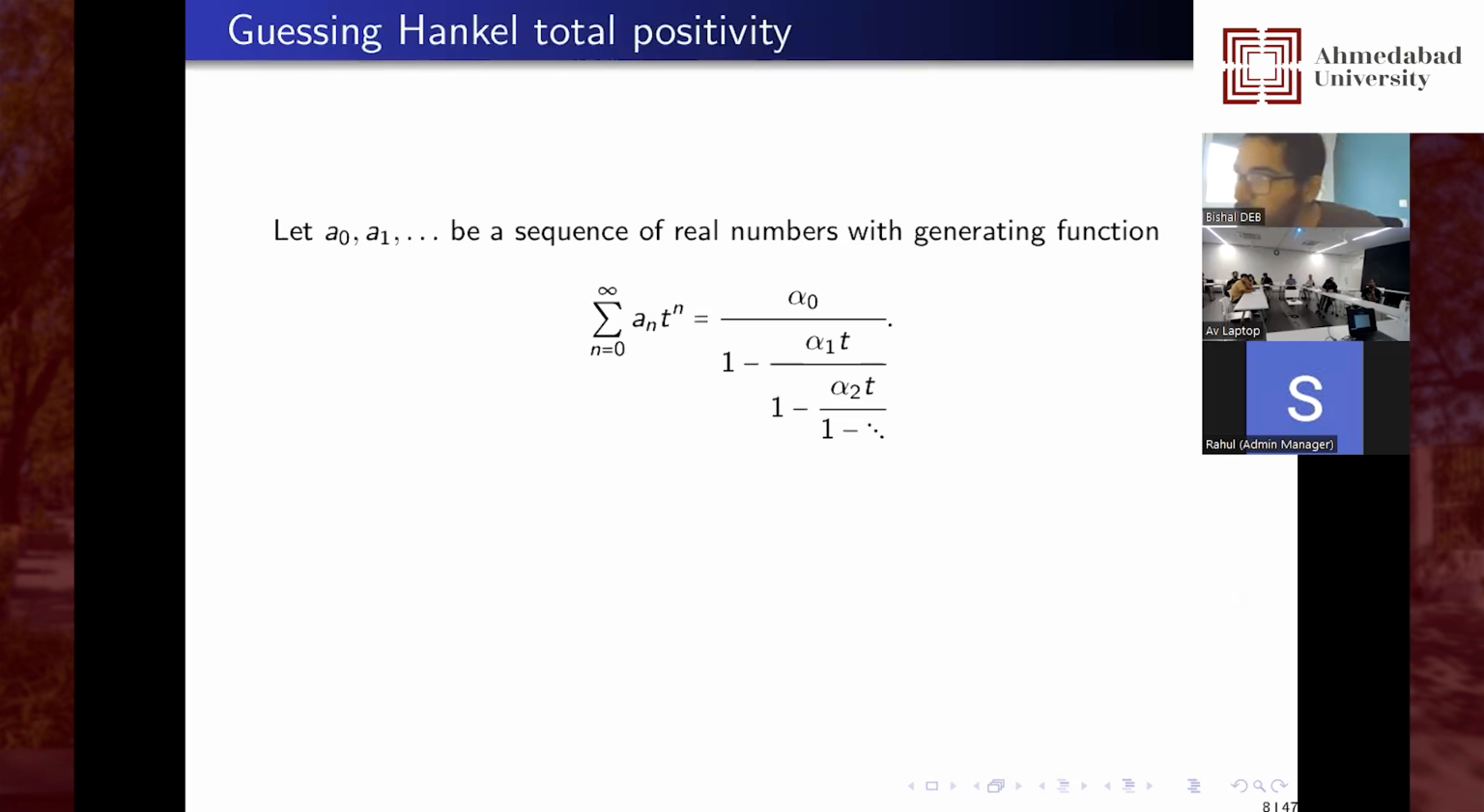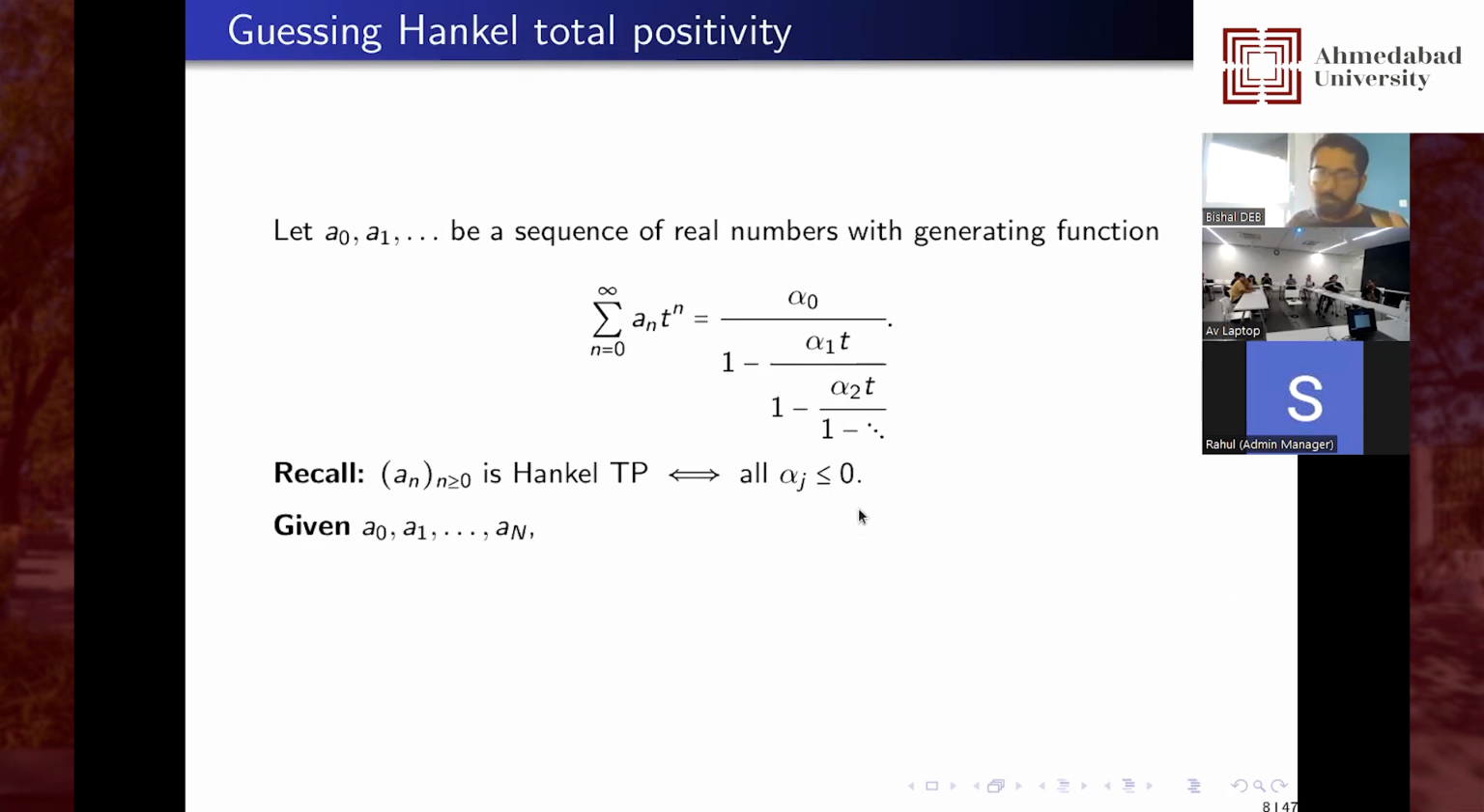Again, we have the sequence A0, A1, etc. And this is the continued fraction that we want. It's called the Stieltjes type continued fraction, or an S fraction in short. Now recall that the sequence is Hankel totally positive if all of these coefficients are, sorry, this is a mistake, non-negative. So the inequality should be reversed. This is a typo.